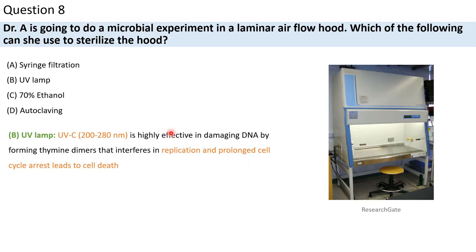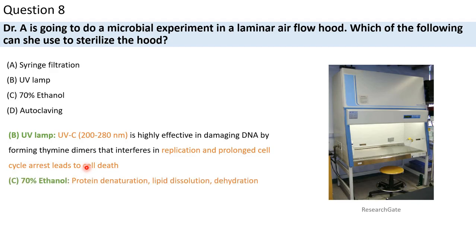Here I have given an explanation. In a UV lamp, there is the UVC wavelength, 200 to 280 nanometers. It is highly effective in damaging DNA by forming thymine dimers. If TT is there, it will form thymine dimers. This will halt the replication process. The DNA polymerase cannot pass through these thymine dimers, so the replication process will be halted for a long time. When this prolonged cell arrest happens, it leads to cell death. Apoptosis will happen.